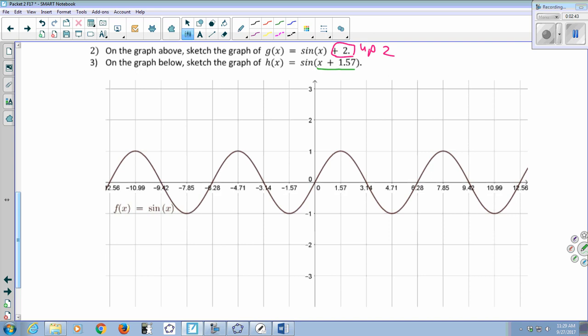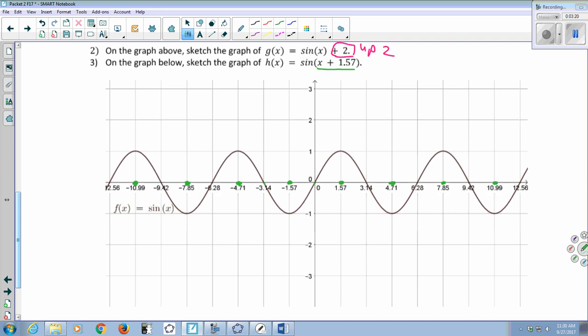So I'm going to look at some key points and move them all left 1.57. I made this grid so that each vertical line here, the tick marks along the x-axis, are 1.57. So this point moves here. I'm going to do all my x-intercepts first, all the places where I cross the x-axis. I'm going to move them all left by 1.57. 3.14 goes left to 1.57. 6.28 moves left, left, left.